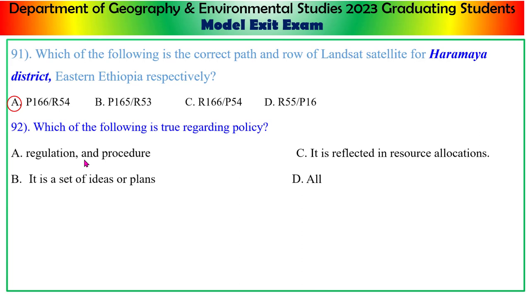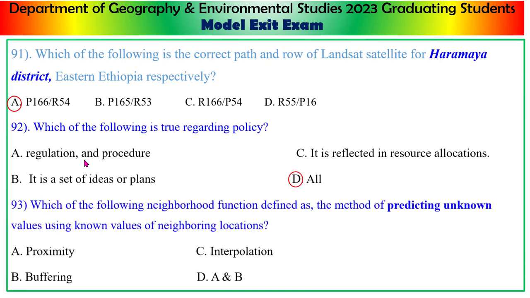Which of the following is true regarding policy? A: regulation and procedure. B: it is a set of idea or plan aimed. C: it is reflected in resource allocation. D: all of the above.